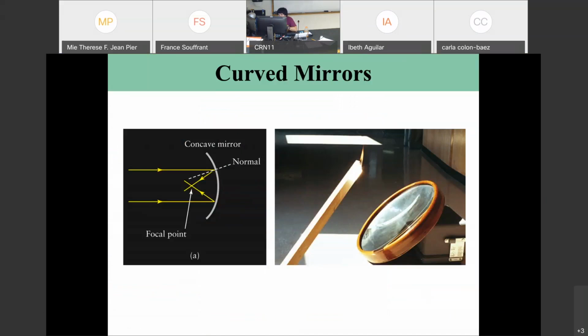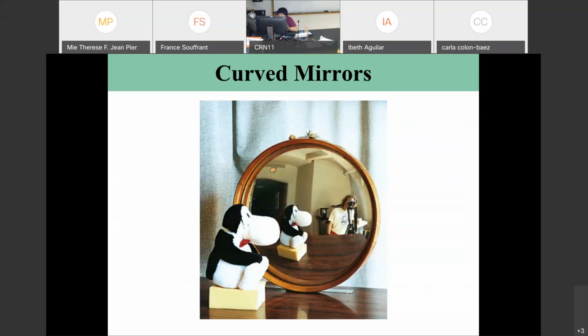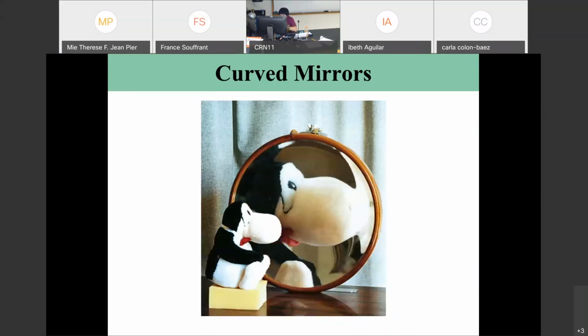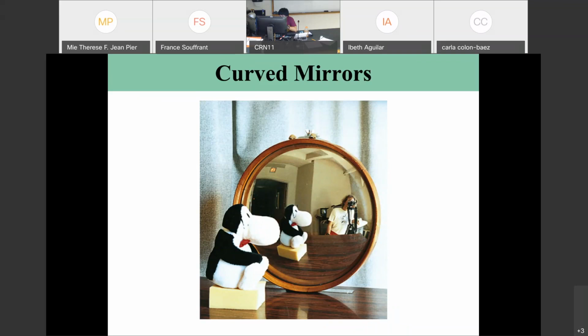However, just as we have concave, we also have convex. A convex mirror is used to make an image virtual and smaller. Both of these images are virtual because they are on the other side of the mirror, but this one in particular is virtual and smaller than the object.